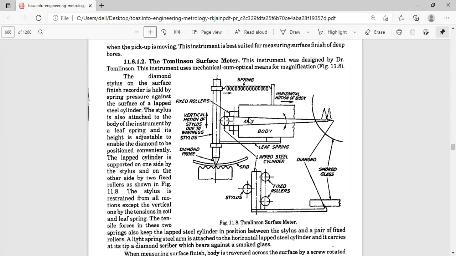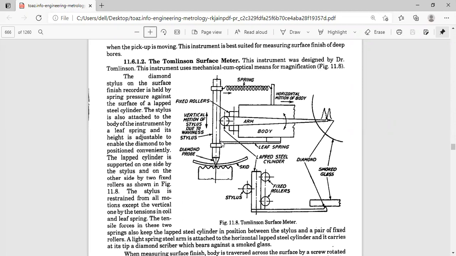So this is a spring steel arm. You have to specify the material also. In some of the textbooks, it is not mentioned. So as far as the arm is concerned, it should be of spring steel. Whatever motions you have to restrain, you have to specify. The stylus, or probe, is restrained from all motions except the vertical one. So only the vertical movement will be there.